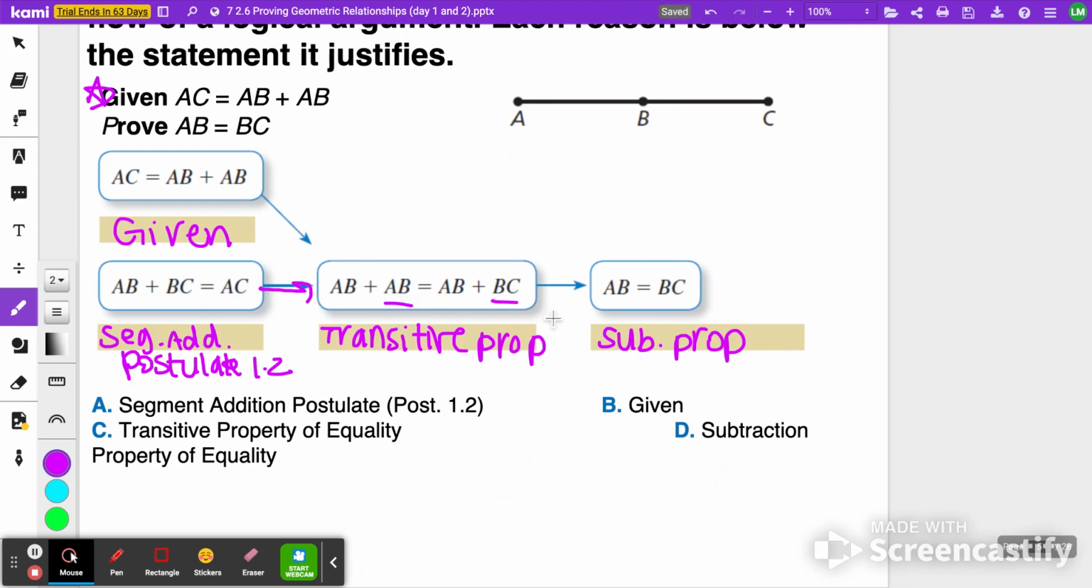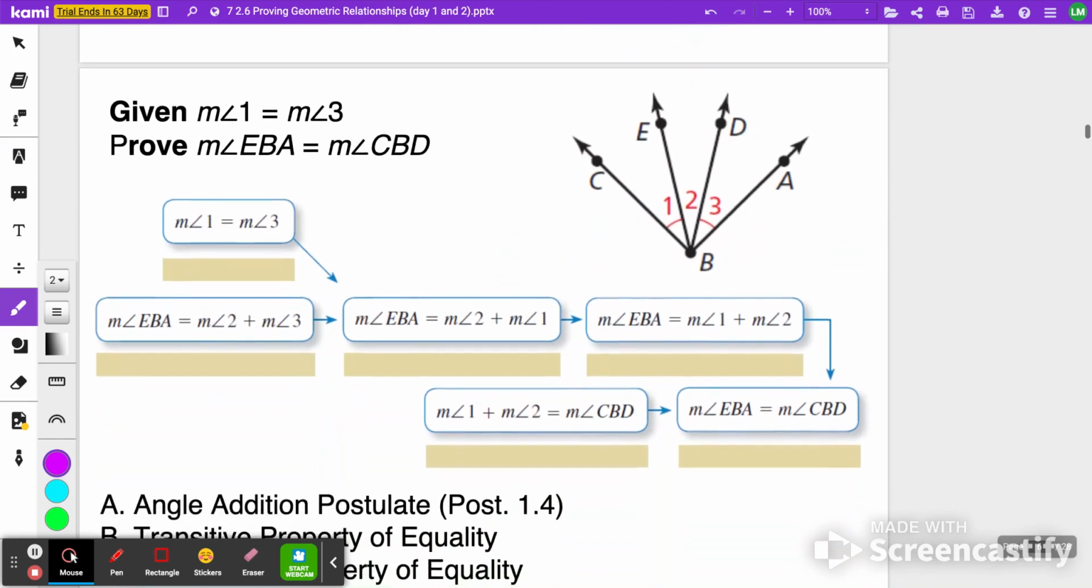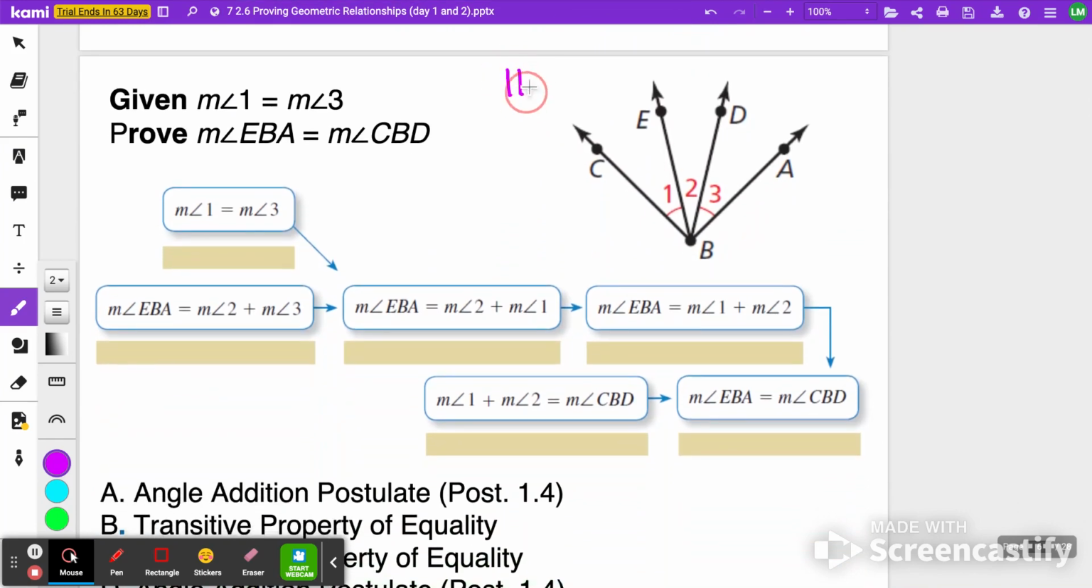Okay, so sometimes we're given opportunities to plug in. So that's what we're actually going to do on this next part. So this next example, I want to see if you can try to pause it on your own, see what things you can fill out first by yourself, and when you're ready to check it, go ahead and click play. All right, our given is the measure of angle 1 is equal to the measure of angle 3.